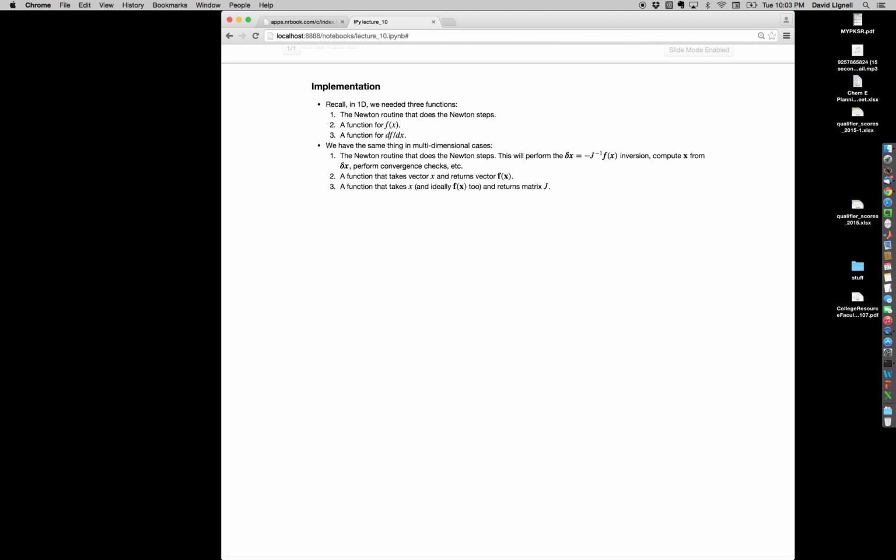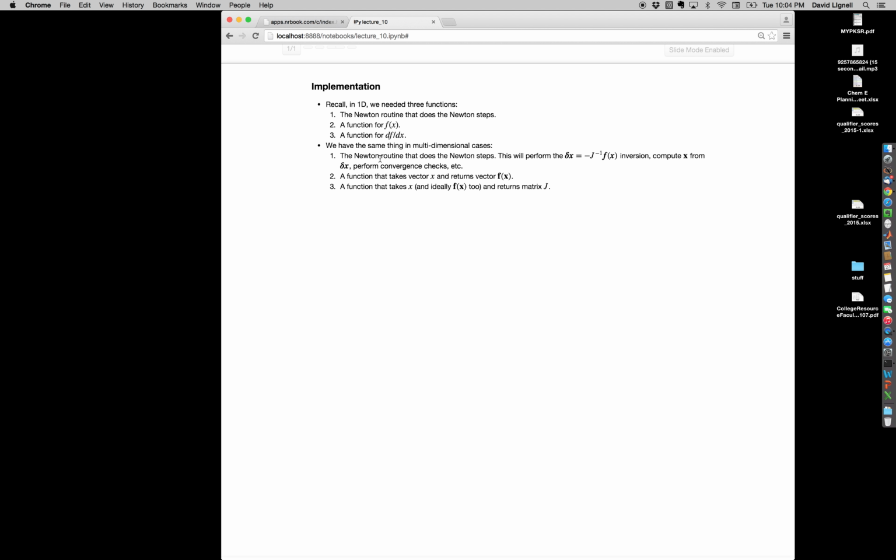So when we do a multi-dimensional case, it's going to be virtually the same thing. We're going to have another Newton method, and it's going to do the Newton steps. It's going to perform the inversion, the solve here for delta x equals negative inverse of J matrix times the f vector. And then it's going to compute x from dx, and it's going to perform the convergence checks, etc. So that's the Newton routine. It basically does the same thing as the 1D one.